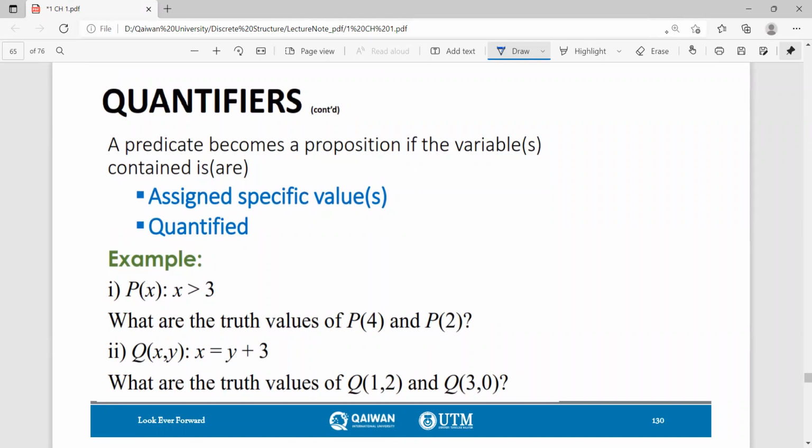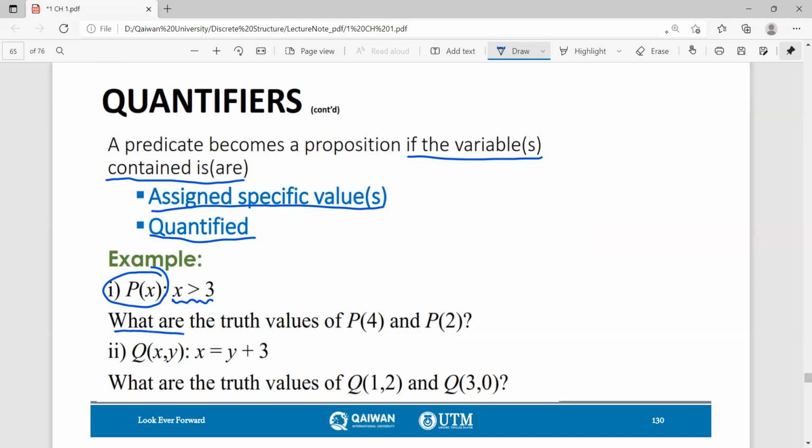Here we have a predicate. We say a predicate becomes a proposition if the variable or variables are assigned specific value or values, or quantified. Look, here we have some examples. We say P of x is a proposition or a statement. It says x is greater than 3.